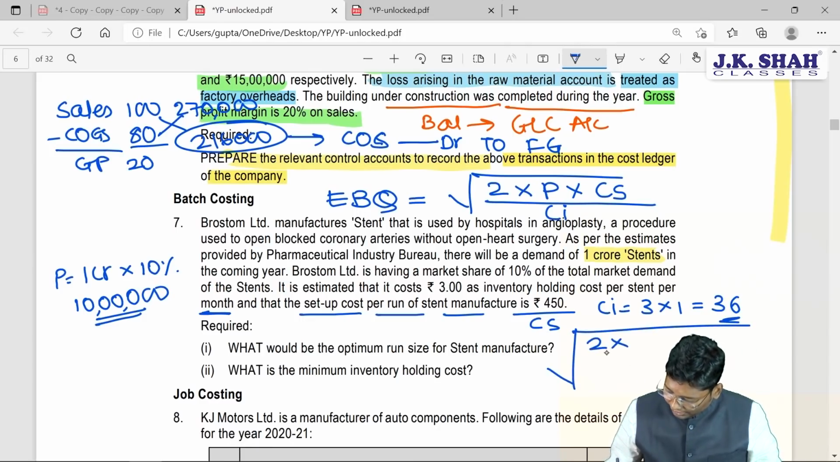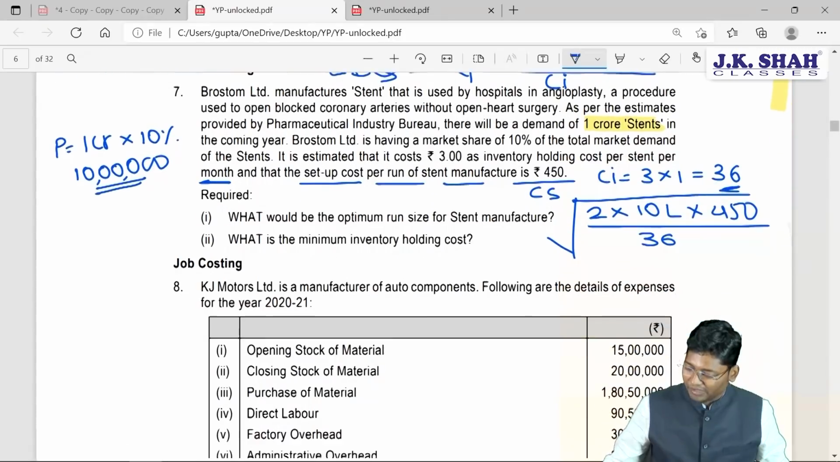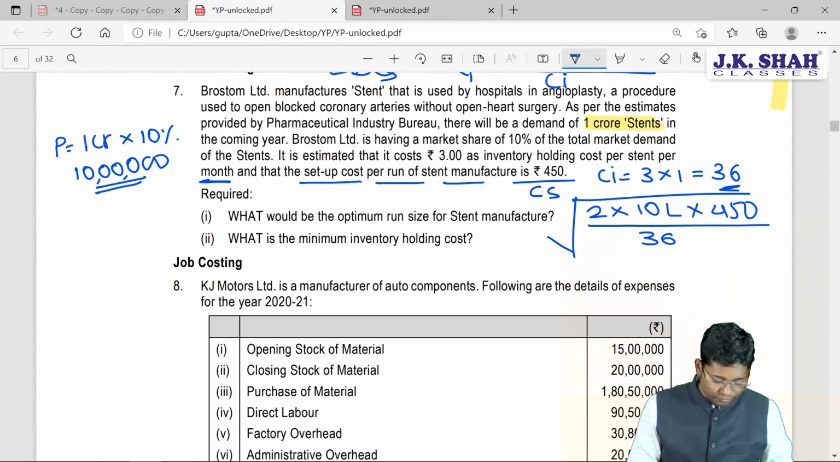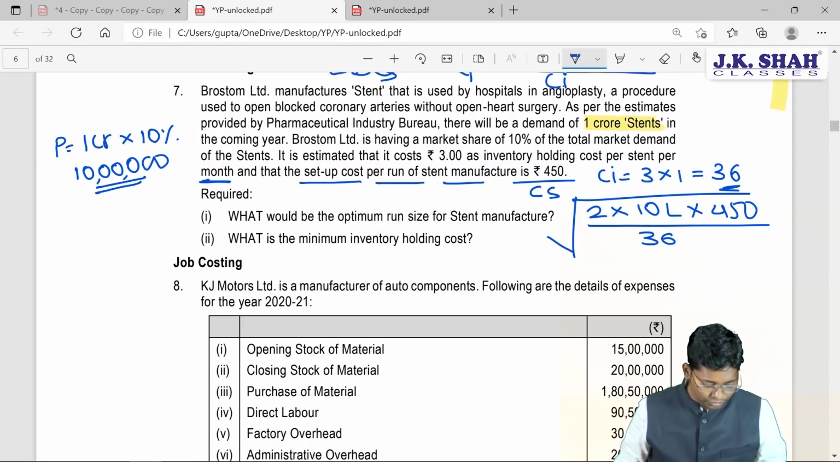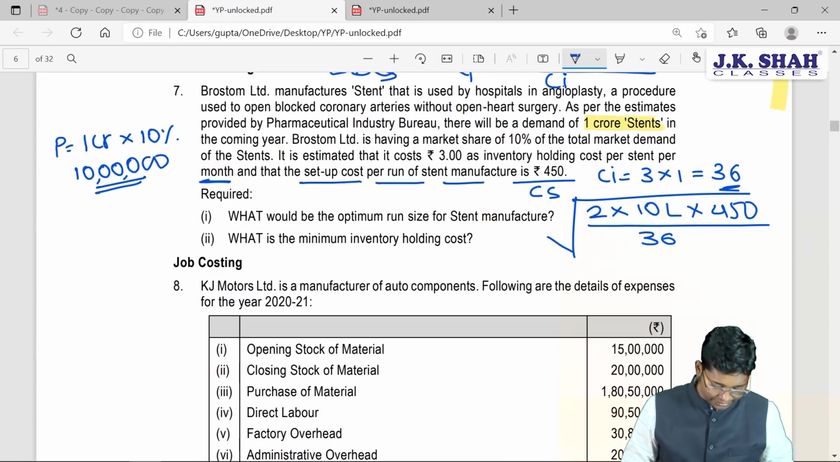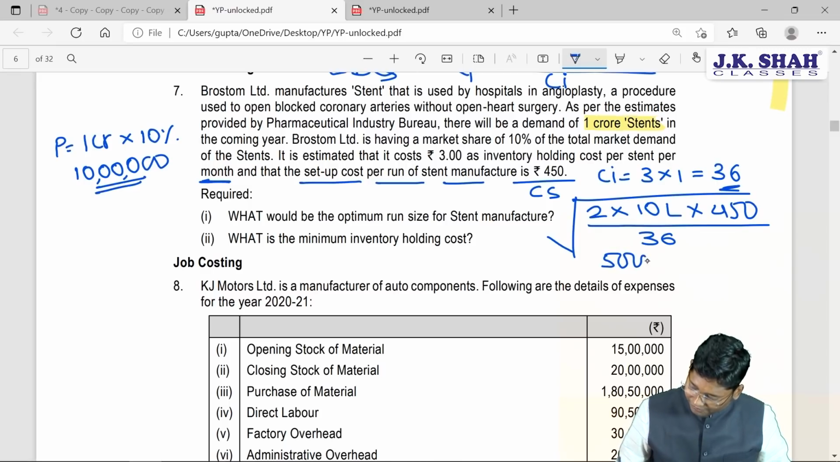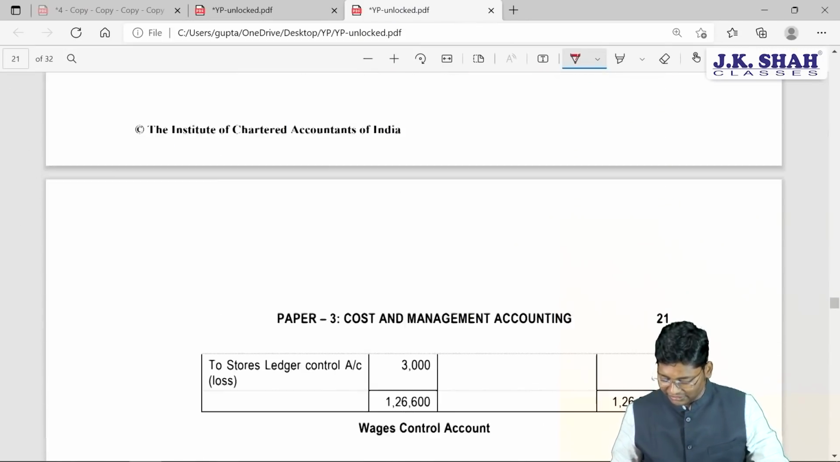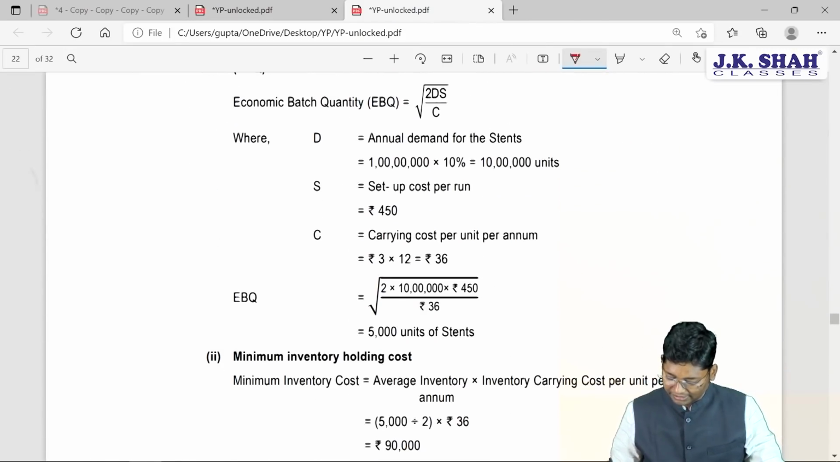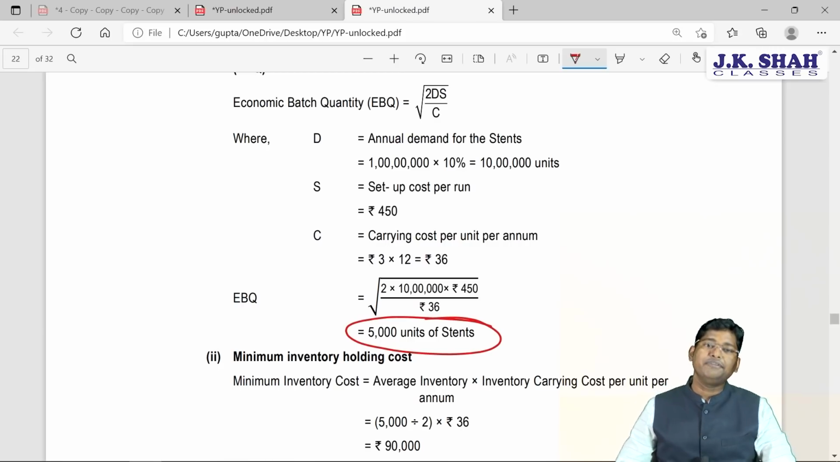So here 2 into 10 lakhs into 450 will come in the numerator, divided by 36. Please kindly use your calculator. It will be 2 into 10 lakhs into 450 divided by 36. When you calculate the square root of this, you are going to get the EOQ, the economic order quantity. It is the square root of 2 into 10 lakhs into 450 divided by 36 rupees. You are going to get 5000 stents as your answer. And if you check the given solution, they have already computed this and calculated the answer of 5000 unit stents.